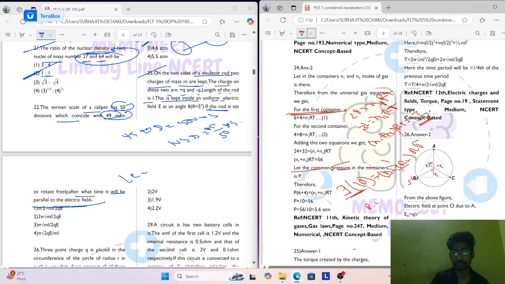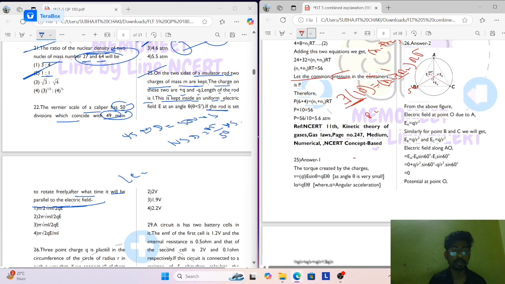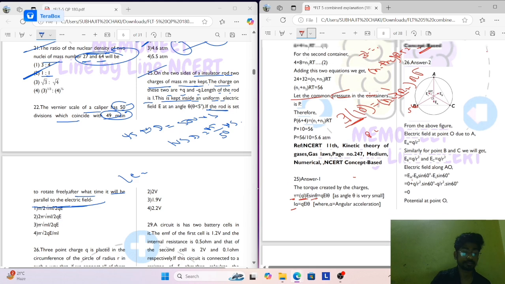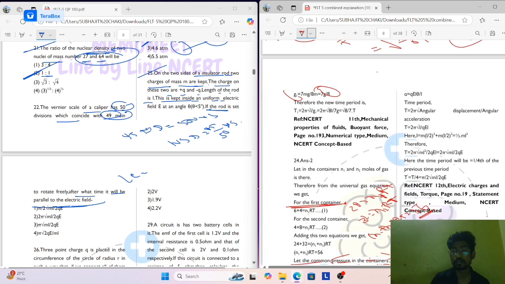First of all, calculate the torque created. This will be tau. Tau is equal to qEl sin theta. Here theta is very small, so sin theta equals theta, as I already told you. Tau is equal to I into alpha. So from here you can calculate alpha equals q into E into l sin theta by I. The time period is given by the formula 2 pi root over angular displacement divided by angular acceleration. So T will be equal to 2 pi root over I by qEl.